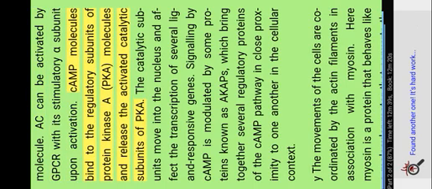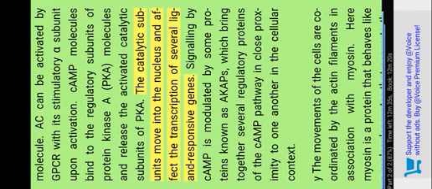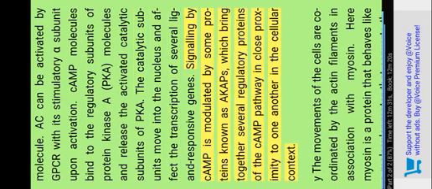cAMP molecules bind to the regulatory subunits of protein kinase A (PKA) molecules and release the activated catalytic subunits of PKA. The catalytic subunits move into the nucleus and affect the transcription of several ligand-responsive genes. Signaling by cAMP is modulated by some proteins known as AKAPs, which bring together several regulatory proteins of the cAMP pathway in close proximity to one another in a cellular context.